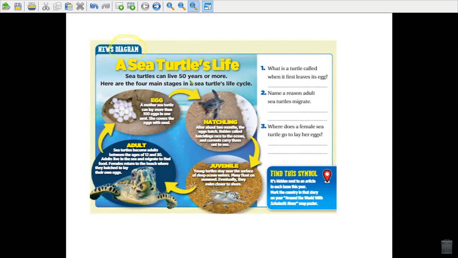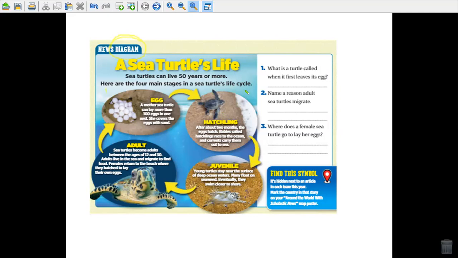It says sea turtles can live 50 years or more. Here are the 4 main stages in a sea turtle's life cycle. A lot of times when you see a life cycle, they will represent it using a diagram like this thinking map. This is a flow map, the arrows. So great job, guys, if you recognized our thinking maps, because you know that's one of my favorite things. I love using a thinking map to help us learn. So the first step in a sea turtle's life, or the first part of the stages, is the egg. It says a mother sea turtle can lay more than 100 eggs in one nest, and she covers the eggs with sand. So that's the very first thing right there.